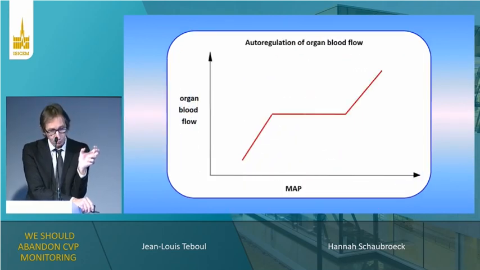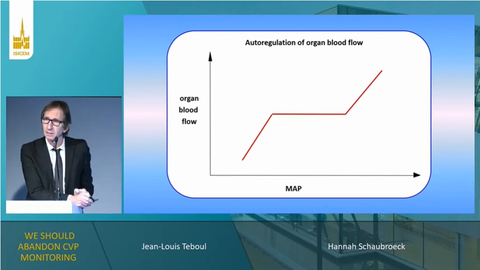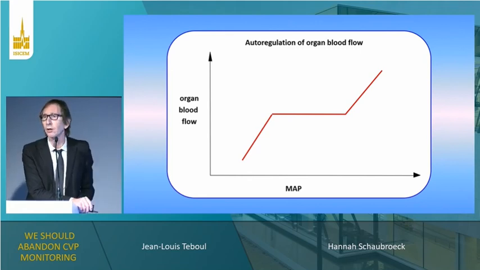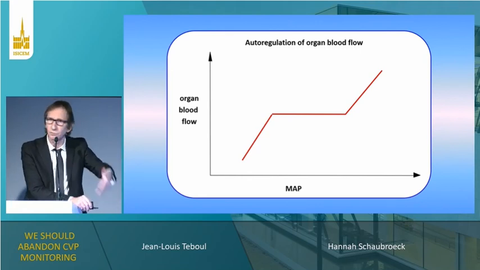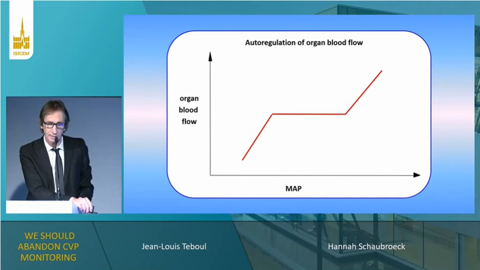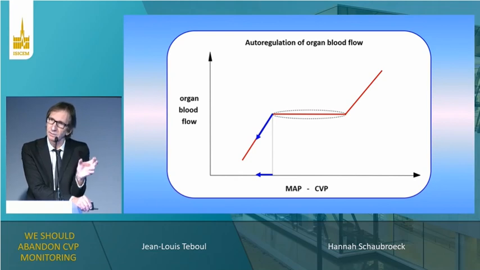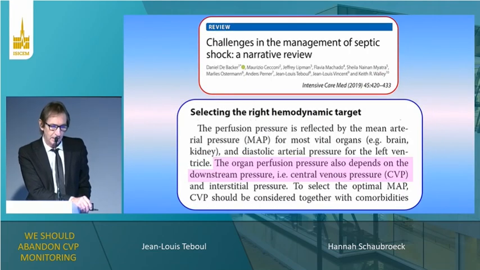And if I look at this very simple graphical representation of the autoregulation of organ blood flow, with organ blood flow on the y-axis, you can put the renal blood flow if you want, and MAP. In fact, the relationship is not MAP alone, but MAP minus CVP. This is the organ perfusion pressure. And sometimes it counts a lot.